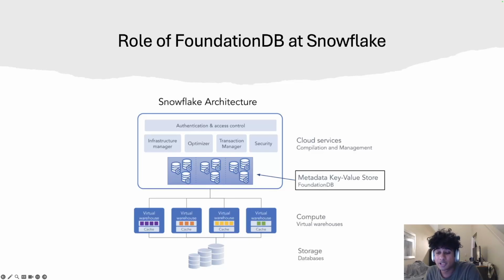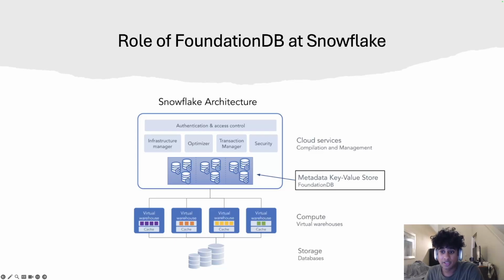Number two, global transactions. FoundationDB ensures that the changes to metadata happen atomically. This means that if you start a transaction to update the metadata, it will either fully complete or fully roll back. There are no partial updates. This is critical for maintaining snapshot isolation, where queries only see the committed data even when other updates are happening.